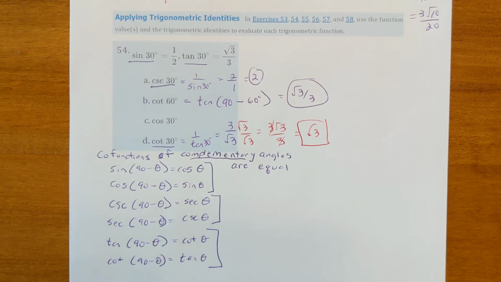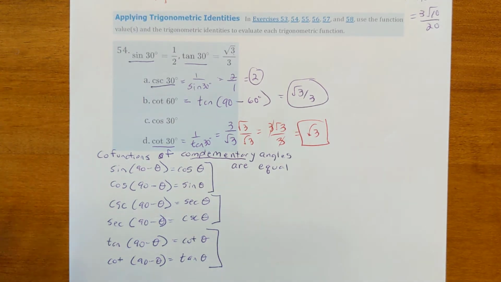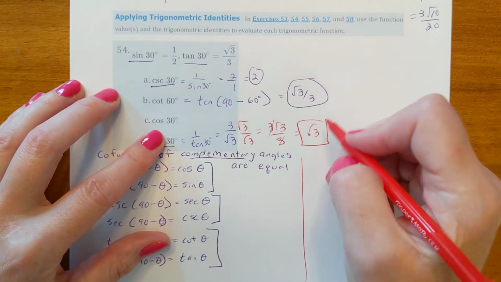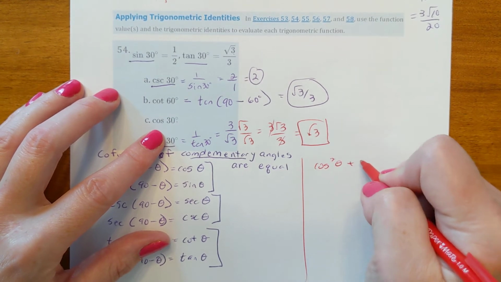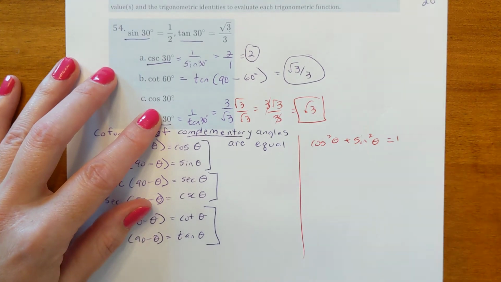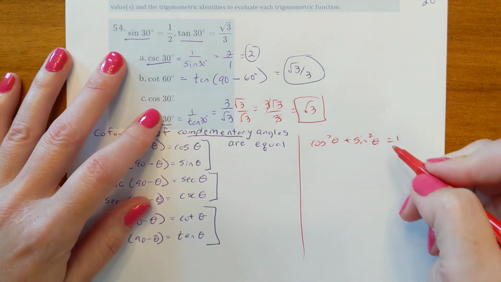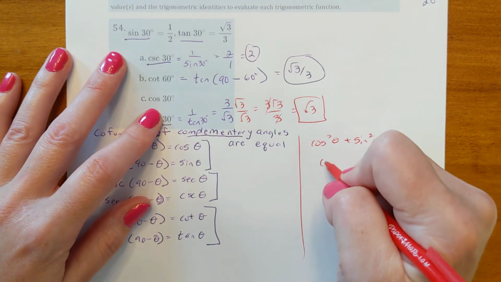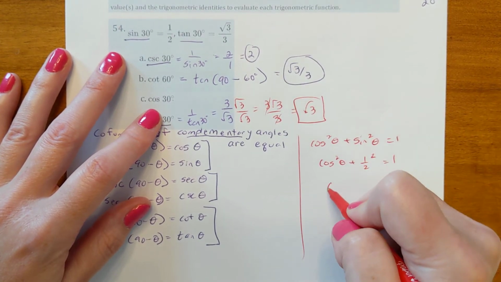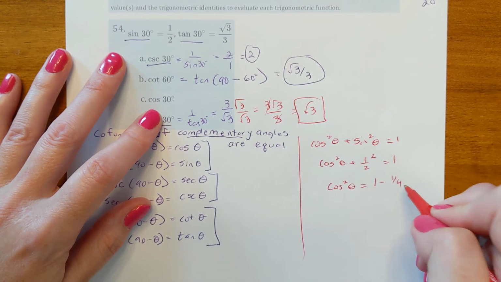Okay, the last one there, the cosine of 30. There's several ways you can do this. There are other ways you could do all of them, honestly. I'm going to do this one by using the identity that cosine squared plus sine squared is equal to 1. I'm going to use that one because honestly, it comes in handy overall for anything. So we know the sine of 30 was a half, so that's equal to 1/2 squared, and 1/2 squared is a fourth. A half times a half is a fourth, so that's 1 minus a fourth.